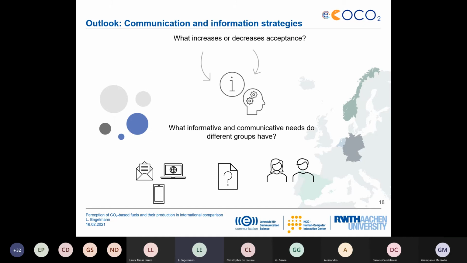What channels do they use to inform themselves? What has to be included in the messages and which level of complexity is best? And also, who should be the messenger? Who's the most trustworthy in the eyes of different groups? Apart from additional studies on the technology and product acceptance, we will be investigating these questions in the future.